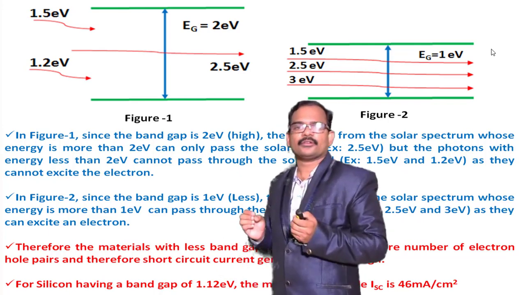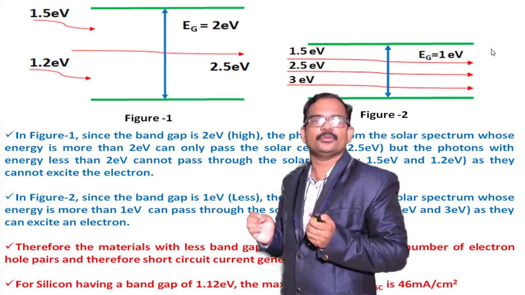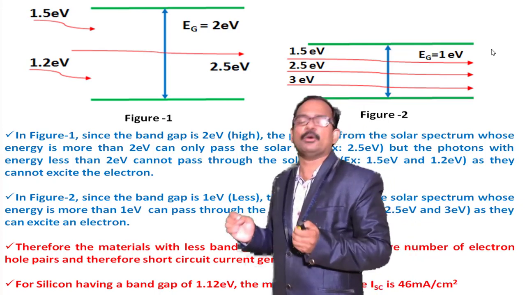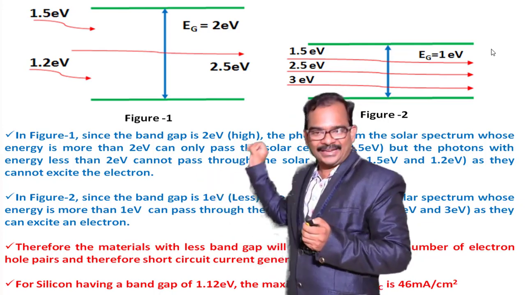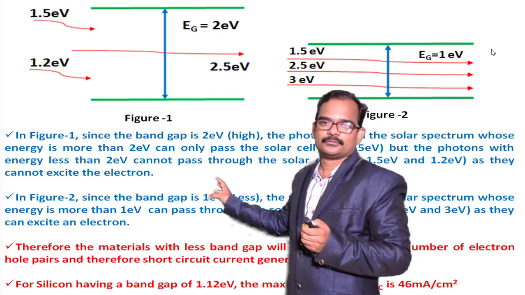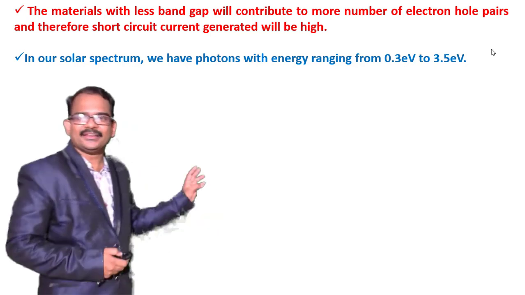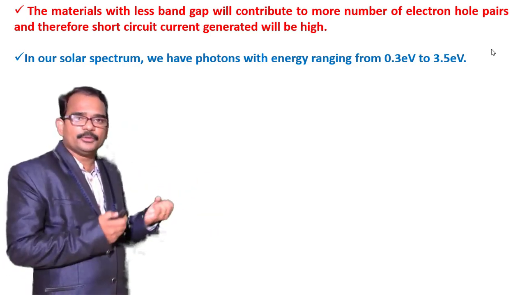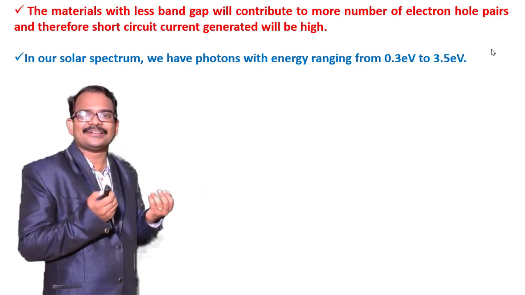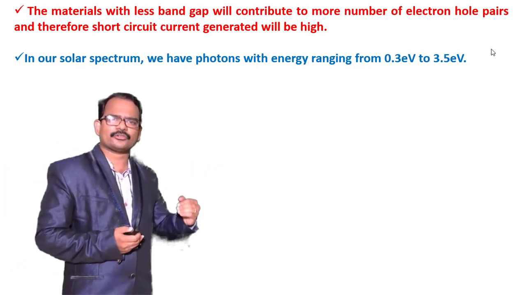So, for a silicon solar cell with 1.12 electron volts band gap, the maximum possible short circuit current is 46 milliampere per centimeter square. Above that, it is never possible. It is the highest limit of the short circuit current that we can obtain from a solar cell made of silicon, that is 46 milliampere per centimeter square, right? So the material with less band gap will contribute to more electron hole pairs, and therefore the short circuit current generated will be very high. The short circuit current is inversely proportional to band gap. As the band gap is less, the short circuit current will be more.